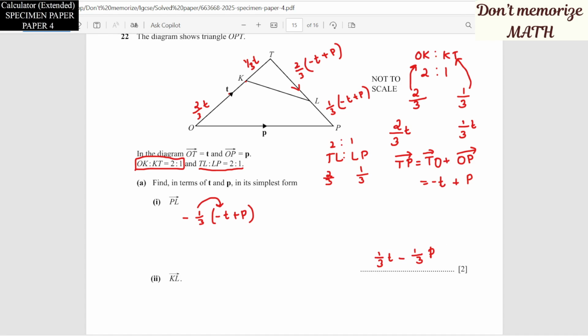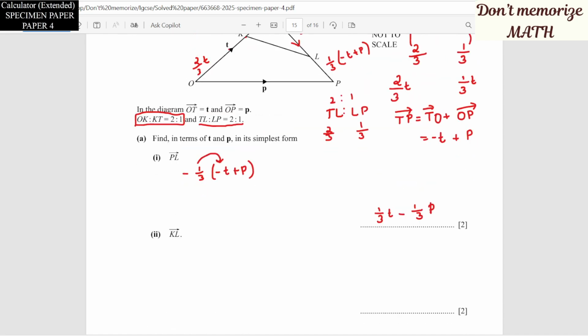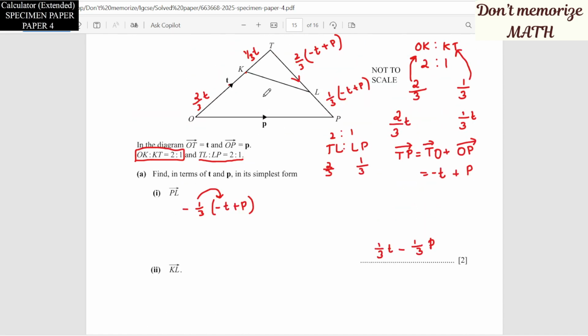Okay. Then the next question is KL. Let's see what is KL. We need to find the vector from K to L. Okay, so use the triangular law. The vector KL, starting from K, right? So we can move like this plus this one, or you can use this one plus this one plus this one. Okay, you can use any, no problem.